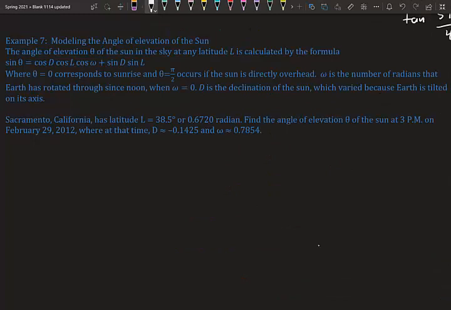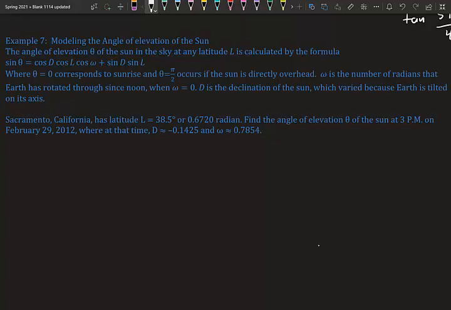Example 7. Modeling the angle of elevation of the sun. The angle of elevation theta of the sun in the sky at a latitude L is calculated by the formula sine theta equals cosine D, cosine L, cosine omega, plus sine D sine L, where theta is 0 corresponds to the sunrise, and theta is pi over 2 if the sun is directly overhead.